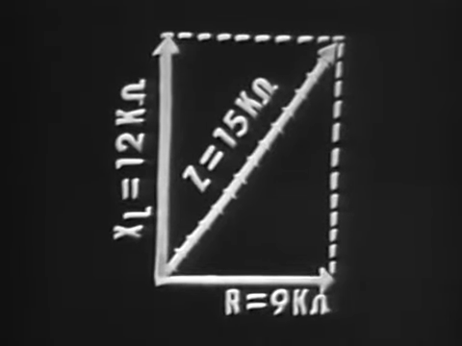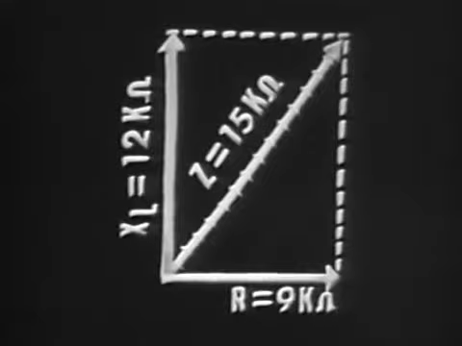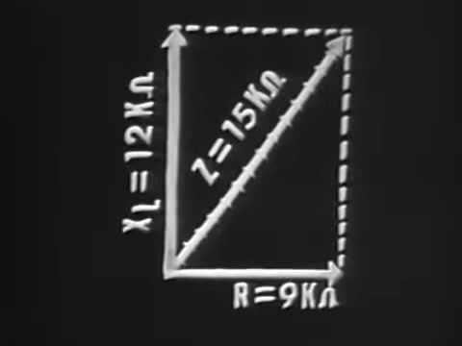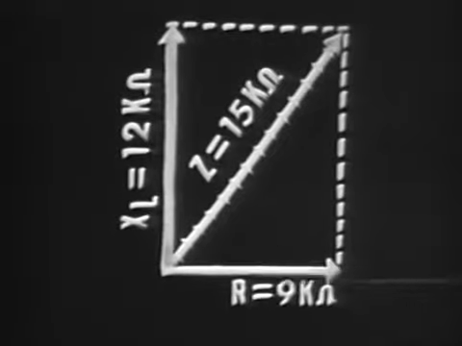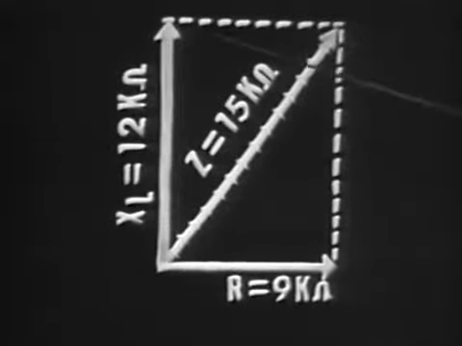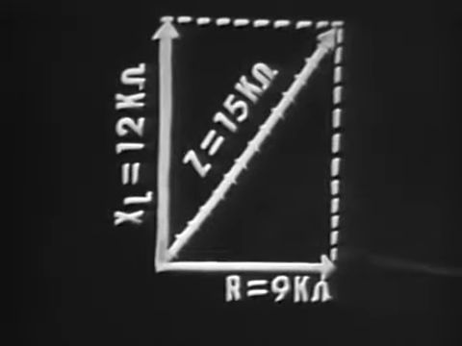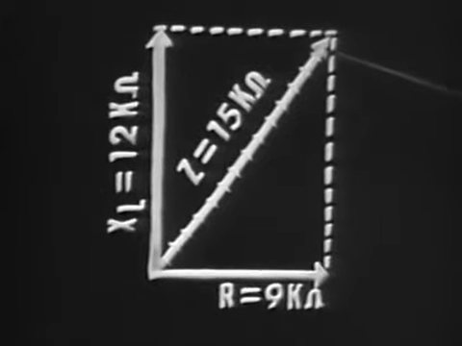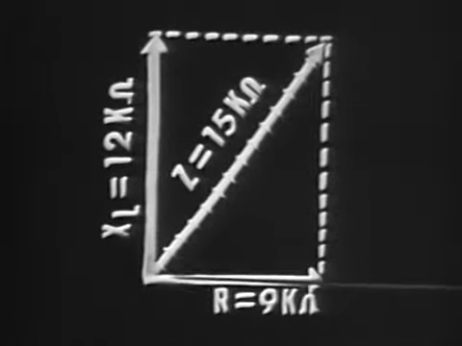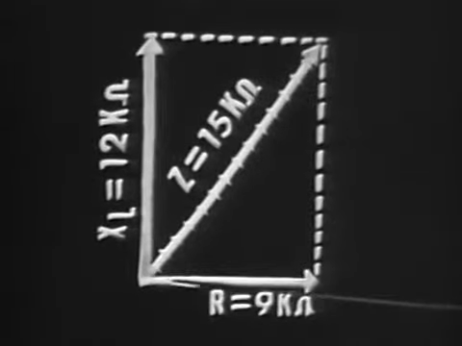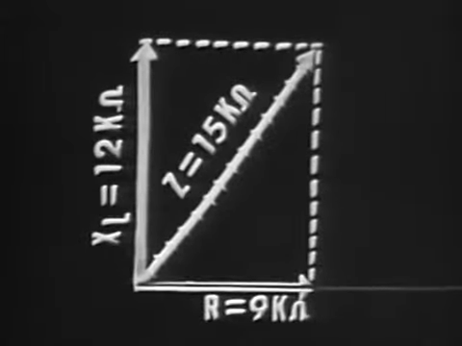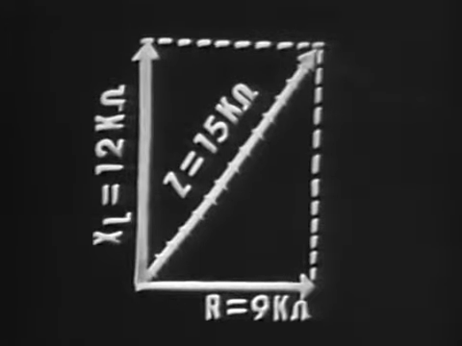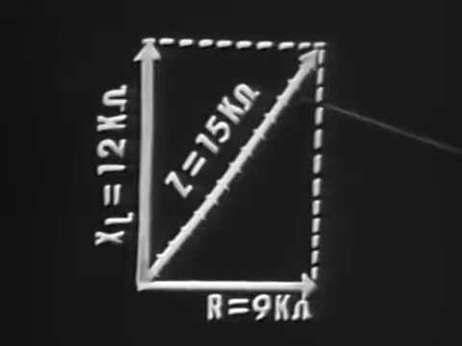For instance, if we wanted to find total impedance, we could picture the original vectors that we constructed: our resistance vector, R, 9 k ohms, X of L, 12 k ohms, and the resultant vector, 15 k ohms. You'll notice that the resultant vector Z actually divides our parallelogram into two right triangles. We can find the hypotenuse of this right triangle if we know the values of the other two sides. And of course we do, because this side would be equal to 9 k ohms, and this side would be equal to the inductive reactance, 12 k ohms. Knowing these other two sides, we can use the Pythagorean theorem to determine total impedance.